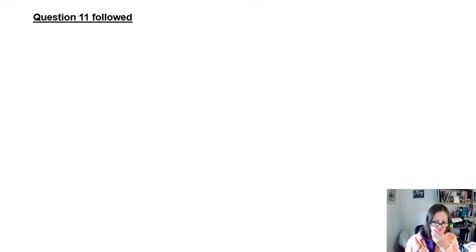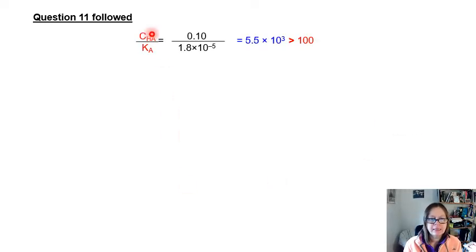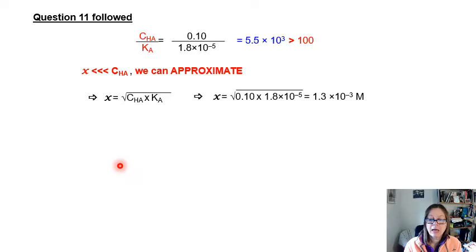All right, question 11 now. Let's check our ratio CHA over Ka. It's 0.1 divided by 1.8 10 to the negative 5. We get 5.5 10 to the positive 3, which is greater than 100. It means that our approximation is allowed. X is very small in front of the nominal concentration.